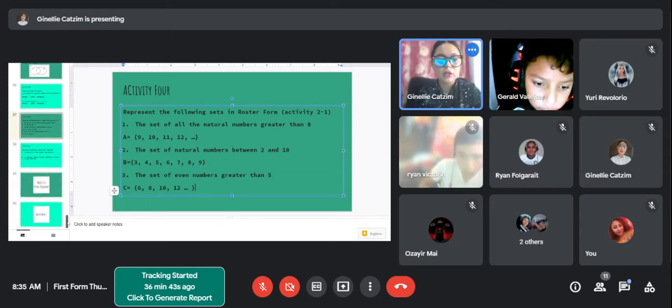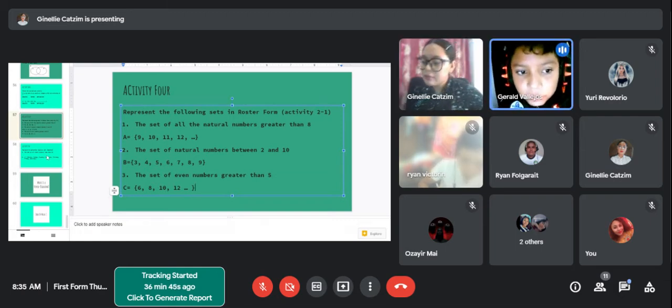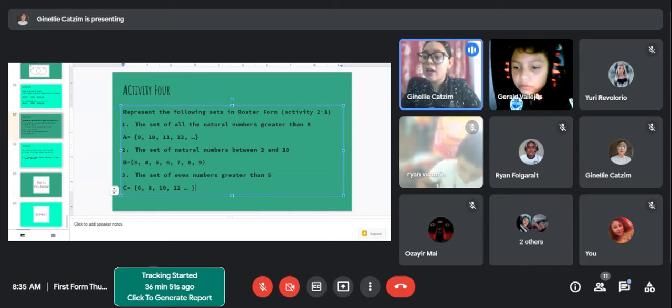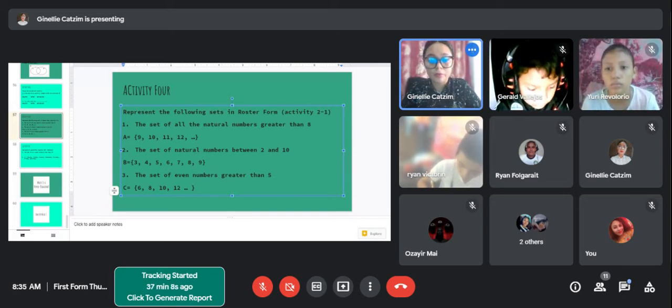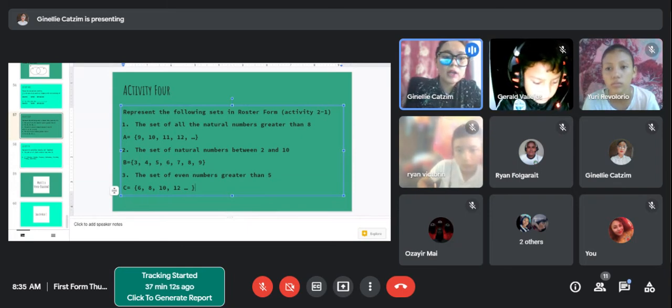Miss, for number 1 and number 3, do you have to put it like that, or could you just put the infinite sign? No, put it like that. Why? Because if you put the infinite sign, then you are not making a raster form notation. You will not have any elements to separate with commas. So that will not be an example of a raster form. Just keep that in mind, right?